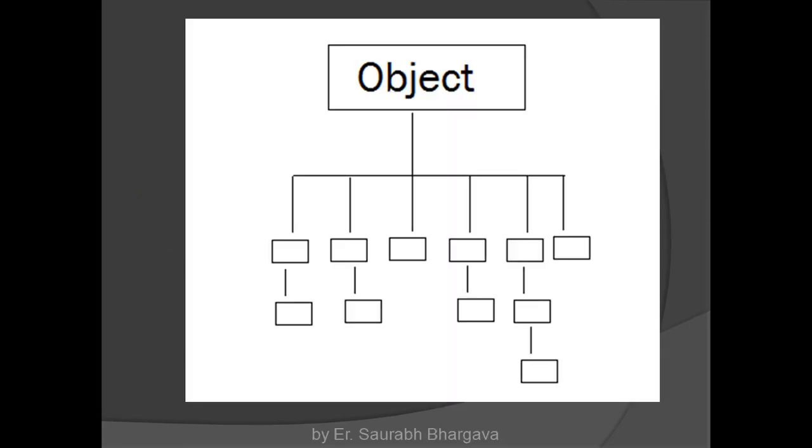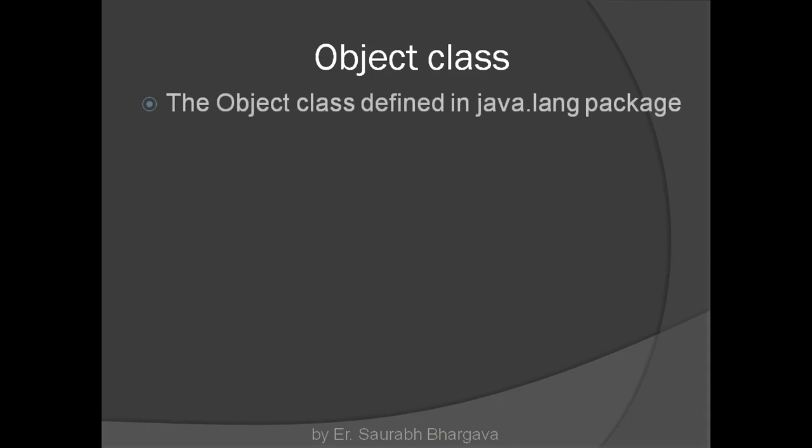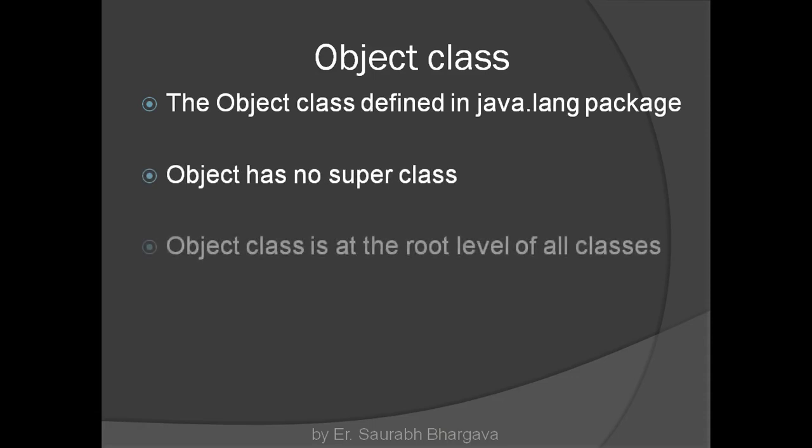The Object class is the class which is implicitly inherited by all classes when a class does not inherit any class. So it is above all the classes, the root level of all classes. The Object class is defined in the java.lang package. Object has no superclass as it is at the top.